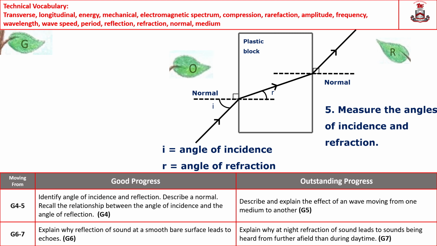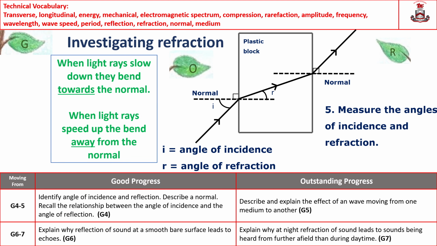Now, this is not reflection here because the light rays have not bounced back. This is called refraction because the light rays have changed direction. So, let's just say you've got air around the outside of a plastic block.